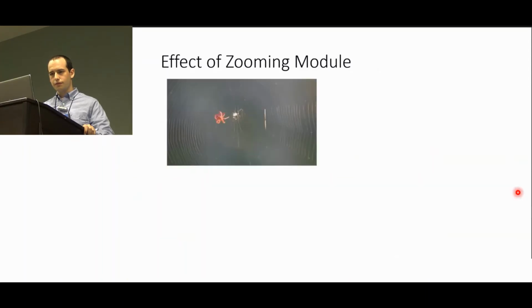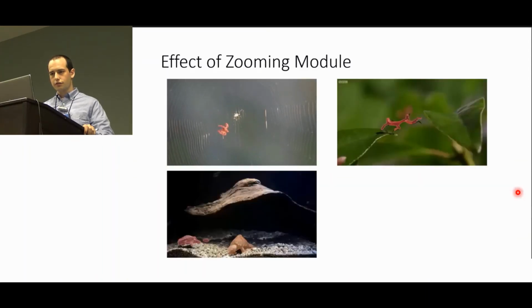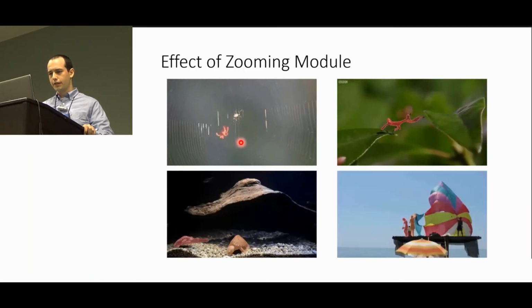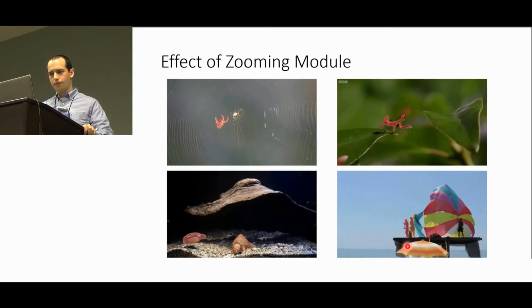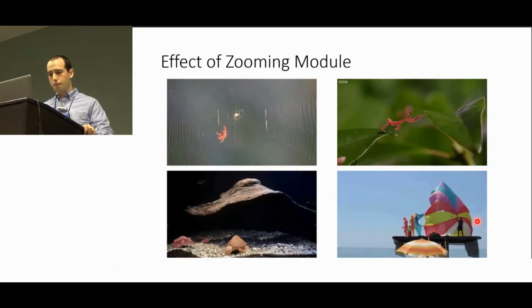So here are some video results. As you can see, the spider is quite small, but even its legs are able to be segmented by the capsule network. And even these people who are far away can be successfully segmented.